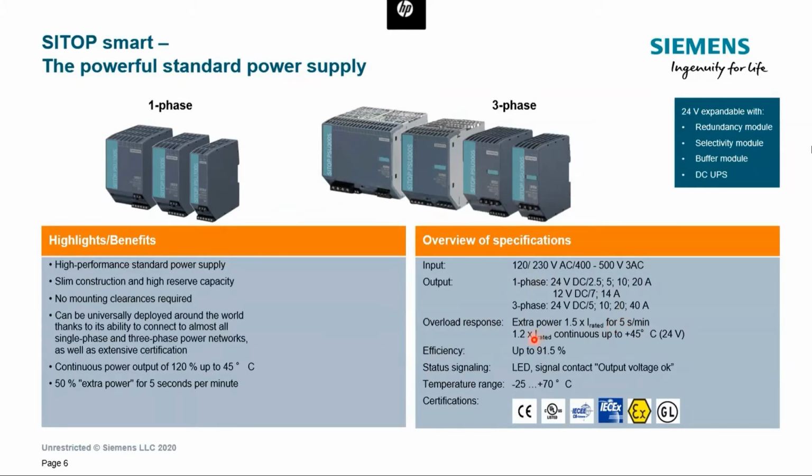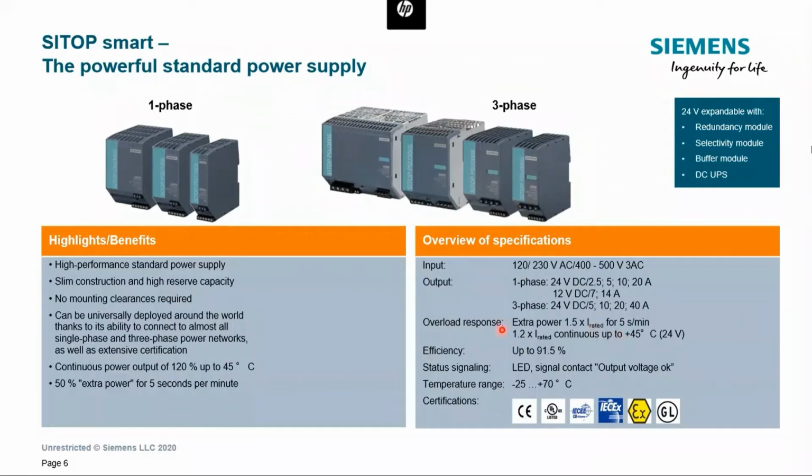And another interesting nice feature is, as long as you operate below 45 degrees, this power supply can provide you with a constant 120%, which means that a 10 amp power supply can operate as a 12 amp one. Of course, you have to make sure that the temperature where the power supply is operating does not go above 45 degrees, but in that case, you can consider that you have a 12 amp power supply constantly.